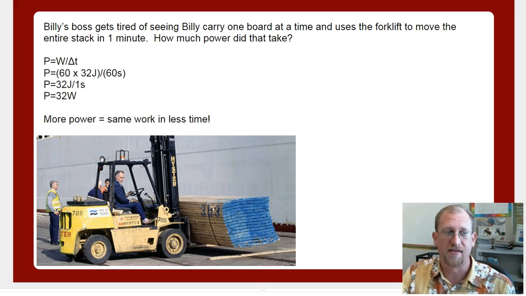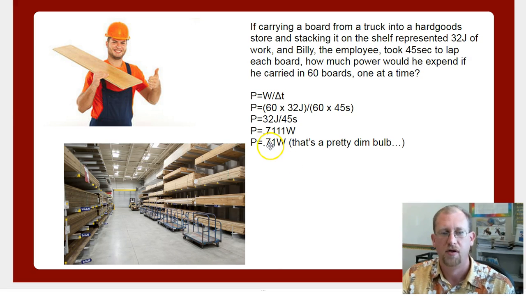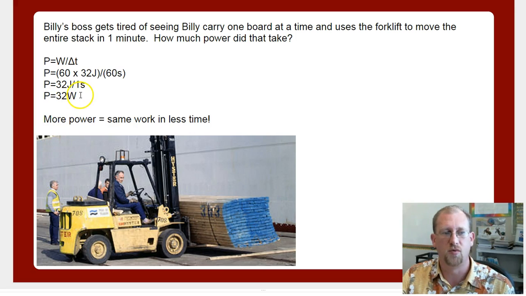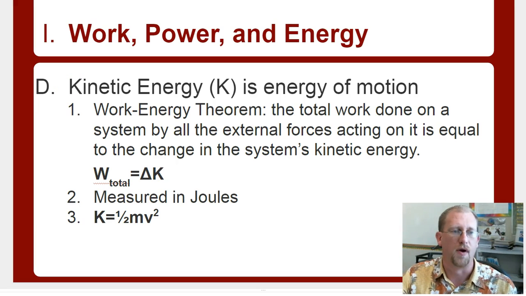How much power did that take? Well, he's also moving 60 boards that each represent 32 joules worth of work. But he's doing that in 60 seconds. Okay? So 60 times 32 divided by 60, if you do that math, is 32 joules because there's 60 here, 60 here. That's happy for us. They cancel each other out. 32 joules in 1 second, 32 watts. He's doing 32 watts of power. Remember, the dim bulb was doing 0.71 watts worth of power. This does 32 watts of power, same work, less time, more power. Okay? Alrighty, we're getting there.